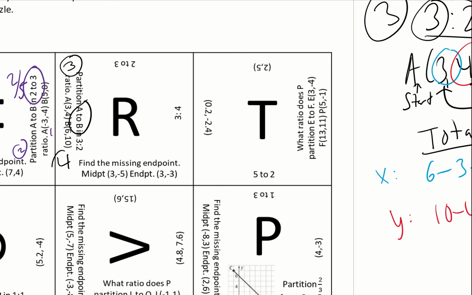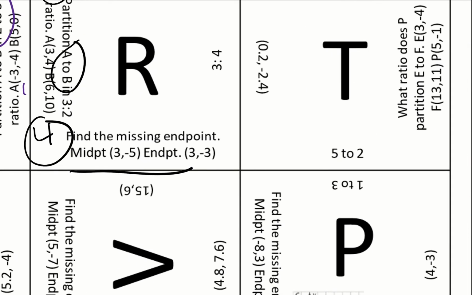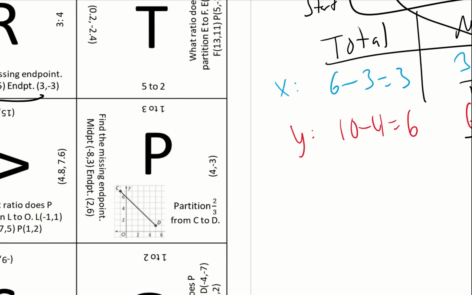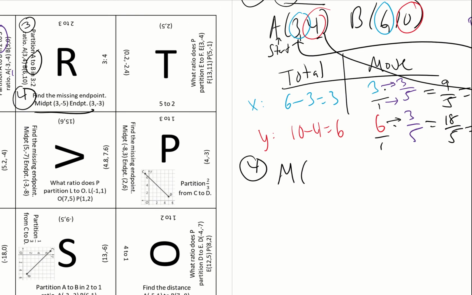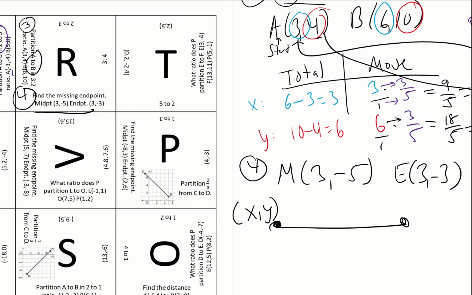Let's do number 4, finding missing endpoint. Another endpoint problem. So the midpoint is 3, -5. The endpoint is 3, -3. Again, drawing that picture, we don't know one of the endpoints. We only know one of them. And we know that the midpoint is 3, -5.